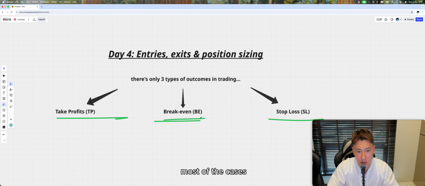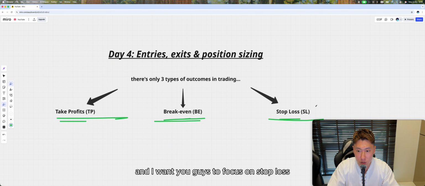Most of the cases, it's only because we want to manage risk when we have too many trades ongoing in our portfolio. Then we will change our stop loss to break even. But I'll talk about this later in the video. Today we'll be focusing on how we set our TP and SL.